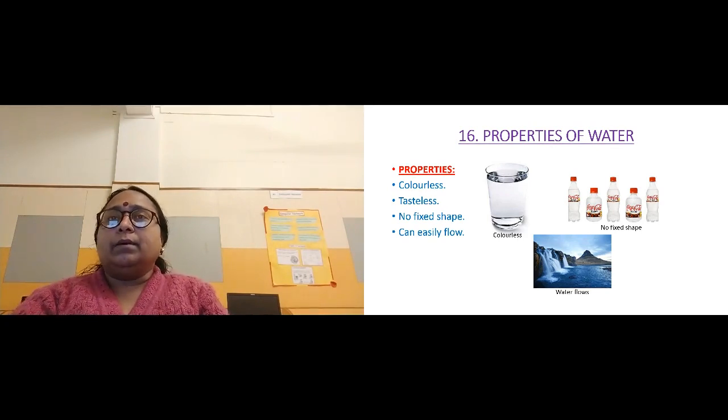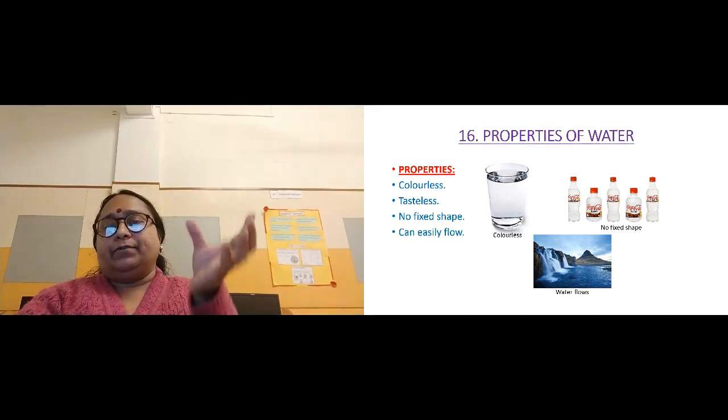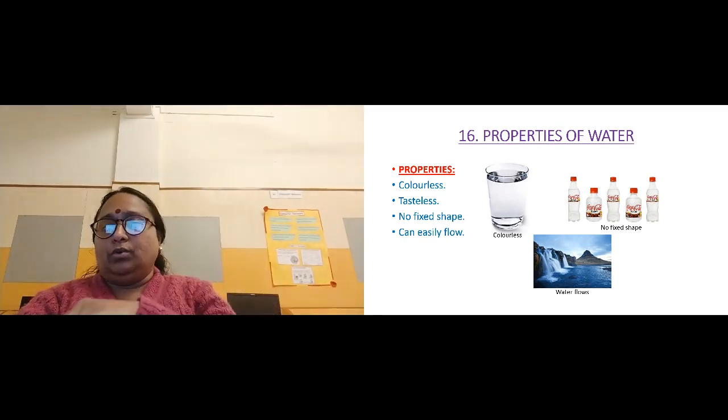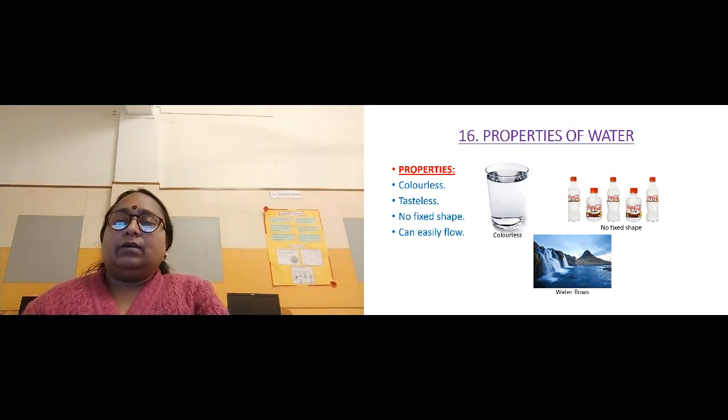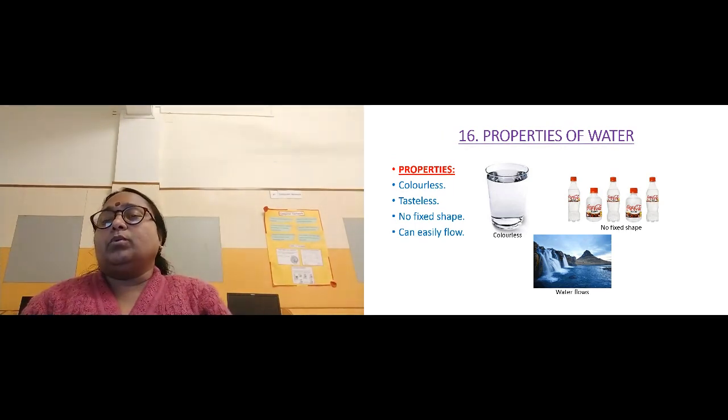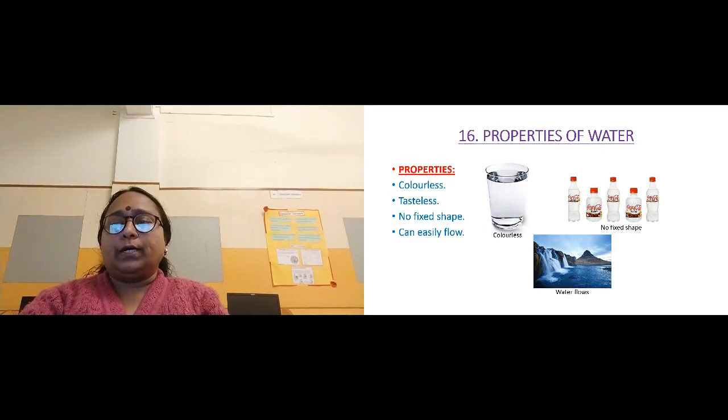So these are the properties of water. Water is colorless, tasteless, and doesn't have any fixed size or shape. It takes the shape of the container. It can also easily flow from one surface to the other, or from the higher level to the lower level. You can take the water from a lower level to a higher level, but for that you have to use an electric pump. At home, from the underground tank, you pull the water up to the overhead tank using an electric motor, isn't it? So these are the properties of water.